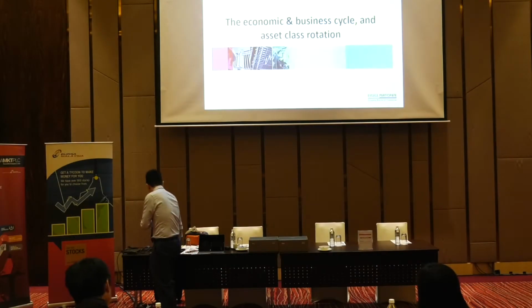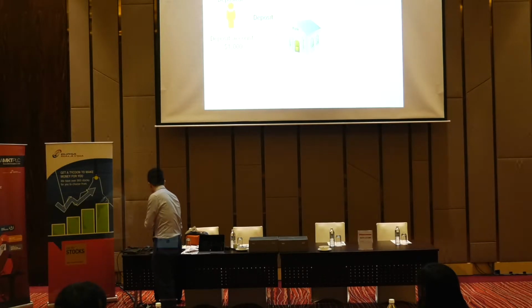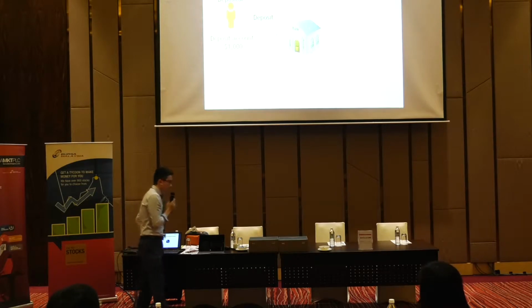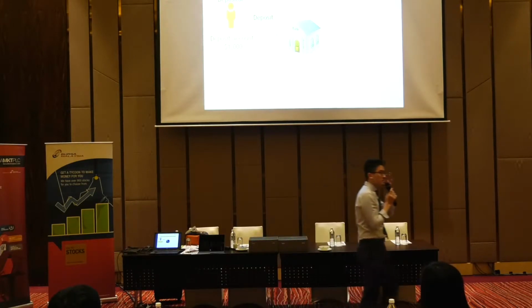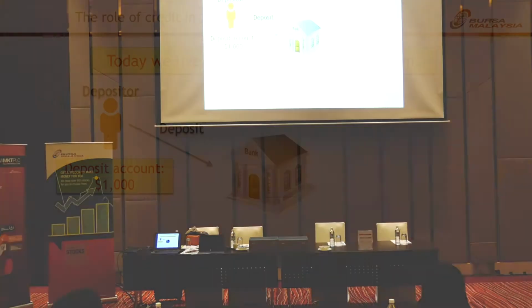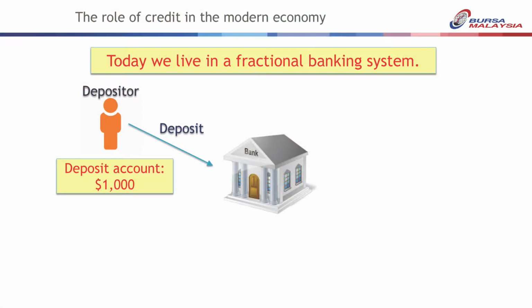Okay, then I'll just talk about the economic and business cycle today, asset class rotation again. But the idea that I want to tell you is today, we live in what we call a fractional banking system. What does that mean? Today, if you have $1,000 and you put it in the bank, basically the bank will take your money and then they will give you usually a passbook or a statement that you have $1,000 with us, right?